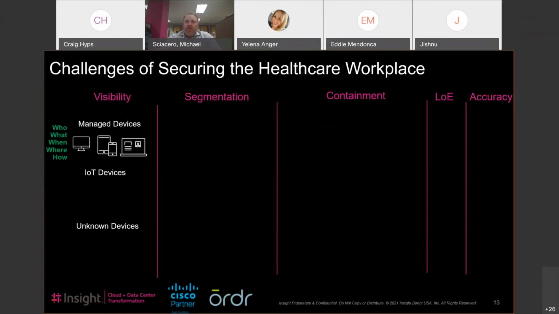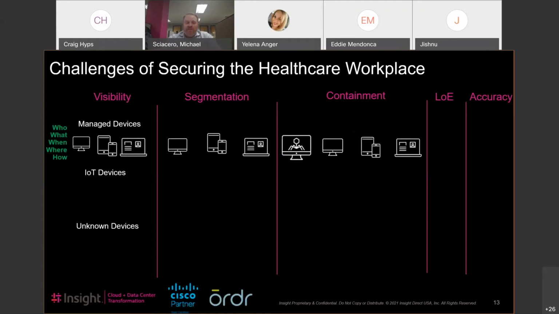So let's talk a little bit about these types of devices, right? First of all, managed devices. And typically in healthcare, we find that this is going to be about 25% of the devices that are actually connected to the network in today's world, right? So this is going to be your workstations, your MDM mobile devices, your domain joined laptops. These types of devices are relatively easy to identify the who, what, where, and when, and how.